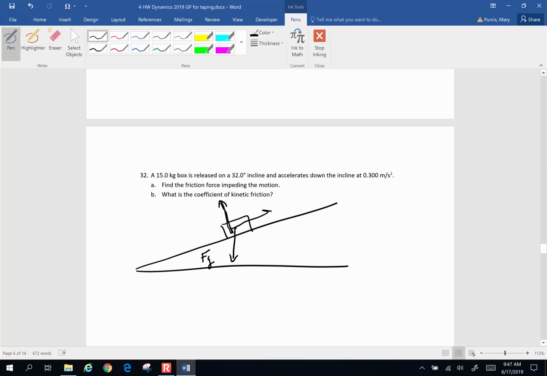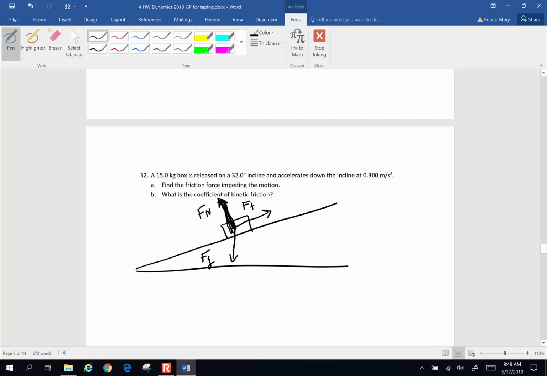Frictional force impedes motion. It's going to go back like that. It does not say that there are any additional forces pushing on the object, so those are the only forces acting on it. Now remember, one of the things we want to do is get all of our forces parallel and perpendicular to the incline. So frictional force and normal force are parallel and perpendicular to the incline, but gravity is not.